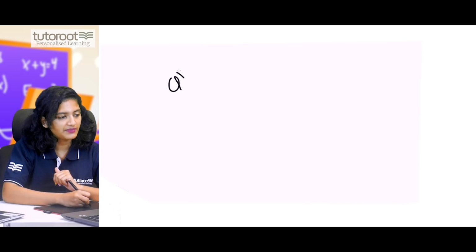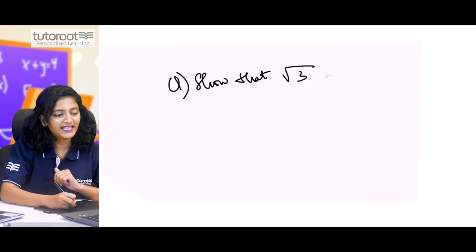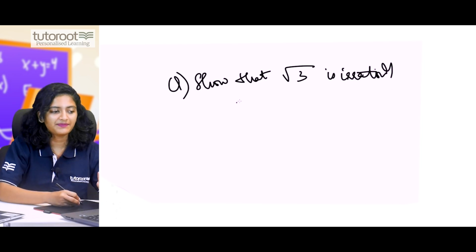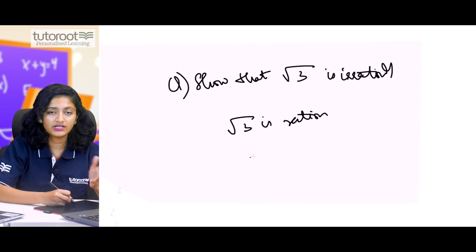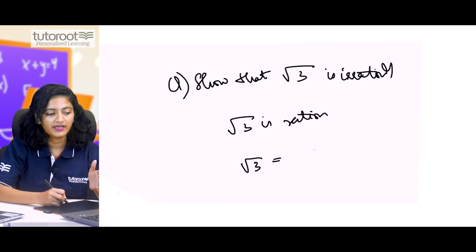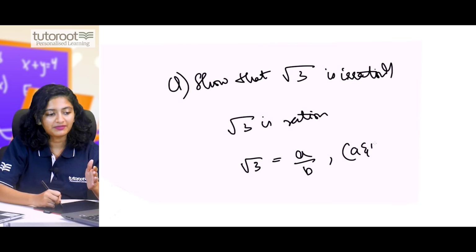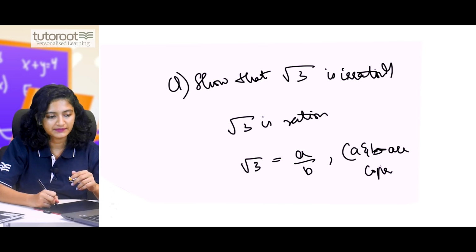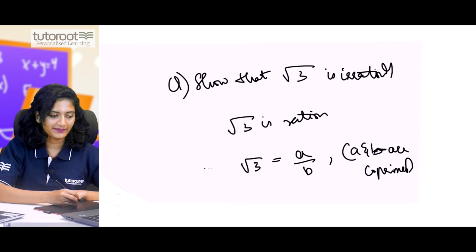Look at the other example, which is show that root 3 is irrational. So what is the first step here? Let's assume that root 3 is rational. And if root 3 is rational, what should be written? In which form? Root 3 should be written in a by b form, where a and b are co-primes.